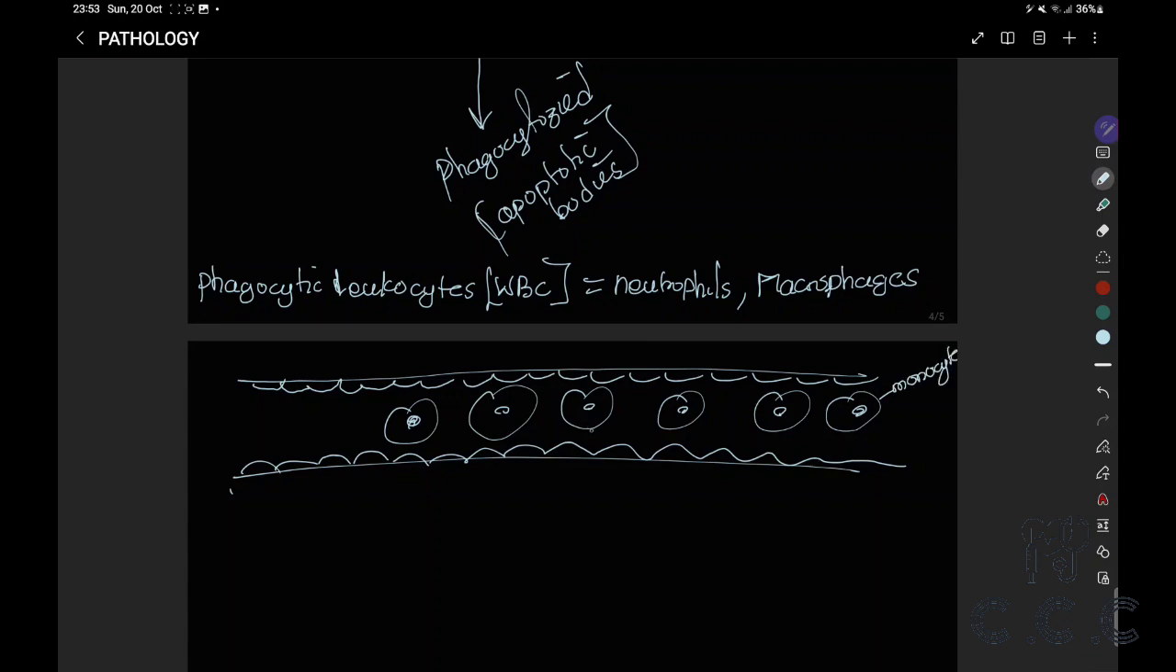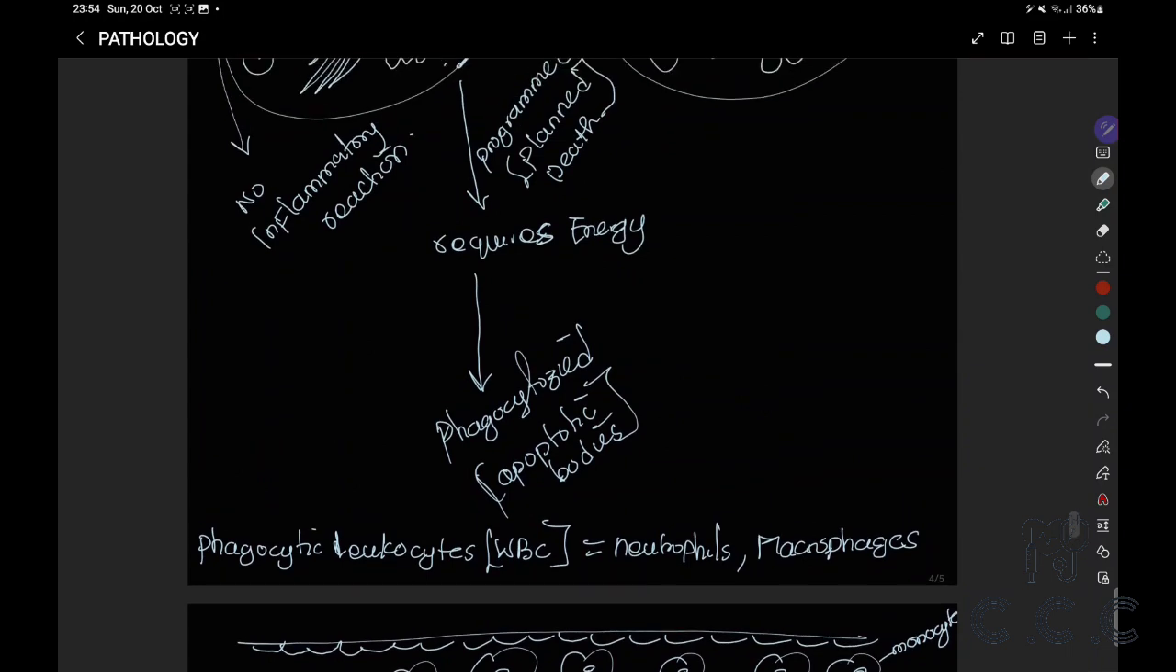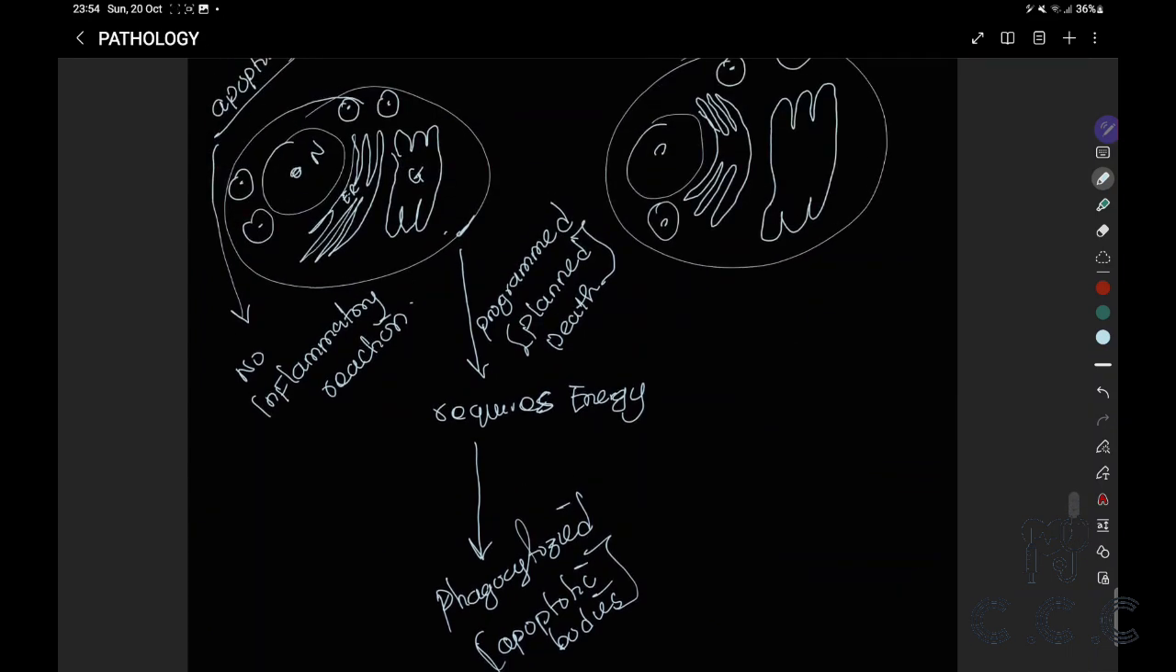However, once the monocytes leave the circulation to where tissues are positioned, they immediately change to macrophages. So in the circulation, they are called monocytes, but when they leave the circulation to the tissues, they are called macrophages. So that is what happens in apoptosis.